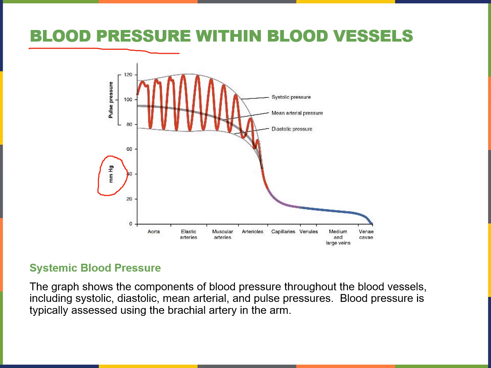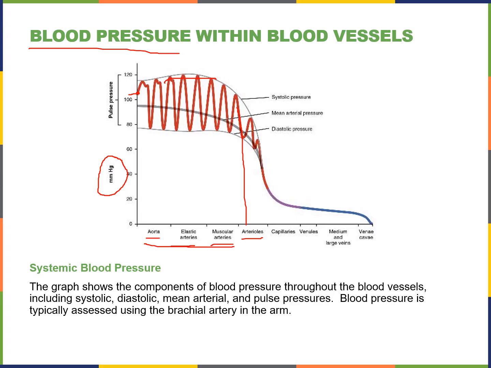And so on the x-axis here, first we have aorta, the largest artery. Then we have some elastic arteries, muscular arteries. So those are all arteries there with arterioles. And what this is showing is that the highest pressure is usually in the aorta and in some of the elastic and muscular arteries. But by the time we get to the arterioles, the pressure starts to drop significantly.